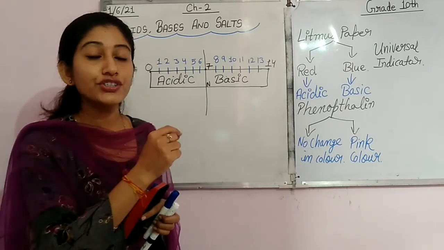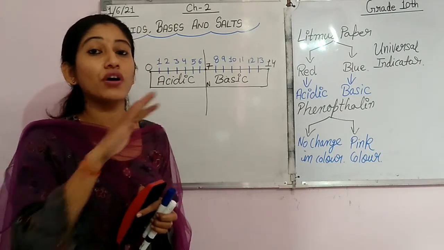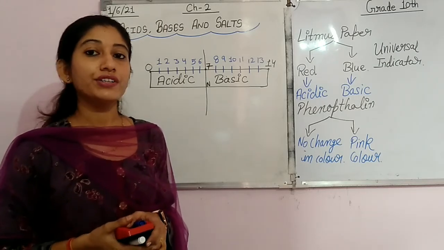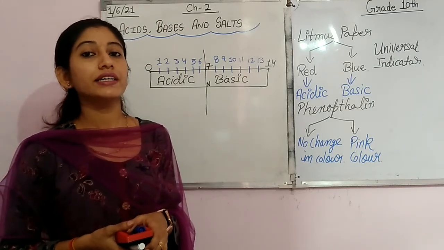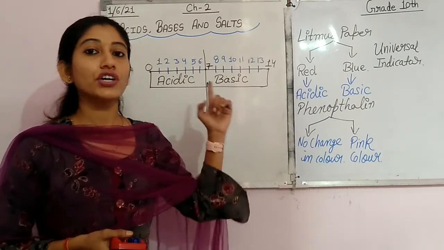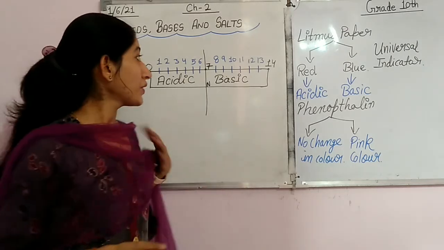So in this way we have pH paper, which is a universal indicator, which shows all types of colors, different shades from orange to blue, and it also has a ranking, which helps us predict whether the substance shows acidic nature, basic nature or neutral.